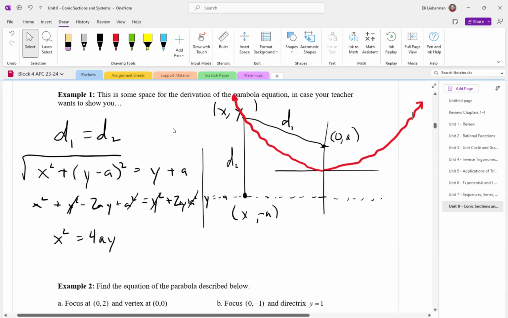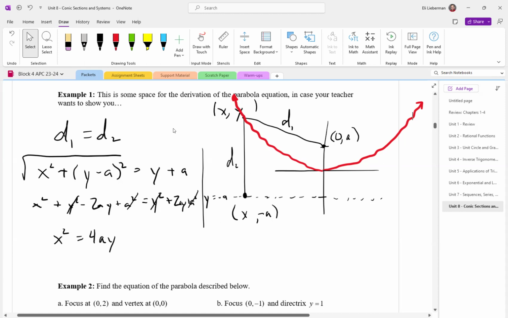I'll call it LR because I'm running out of space there. It's inappropriate to say that, because a could be negative. So I have to adjust this by saying that the absolute value of 4a is the length of the latus rectum.